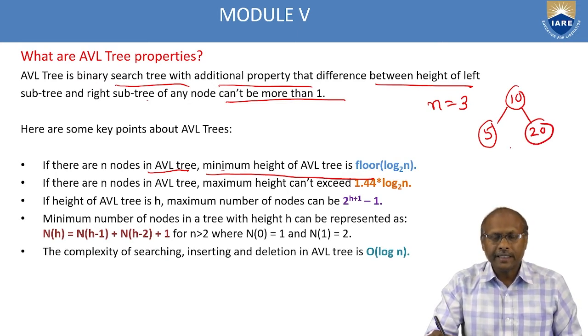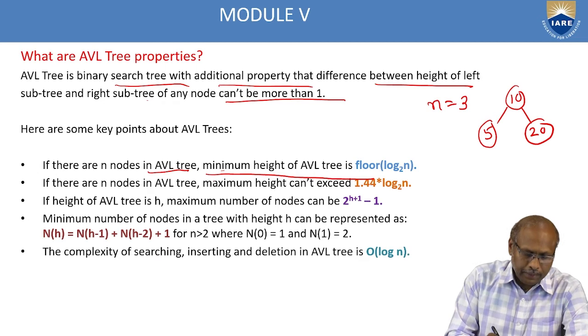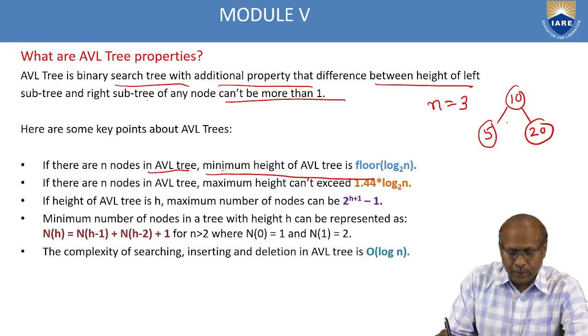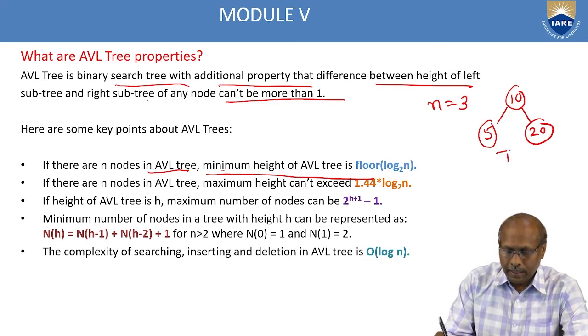Is it a binary tree? Yes, it is a binary tree. Every AVL tree is a binary tree, no doubt. Now here the question is, what? n equal to 3. There are 3 nodes. Now what is the height? The height is 1 here, because this side is 1, this side is 1. So the height of the tree is 1.